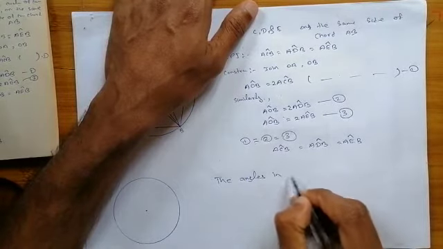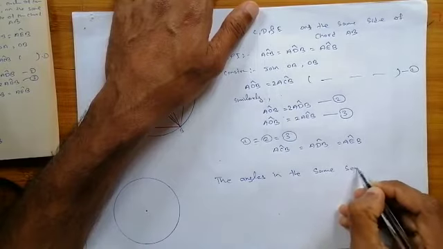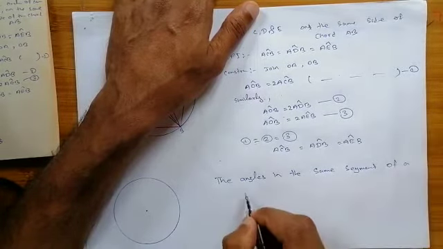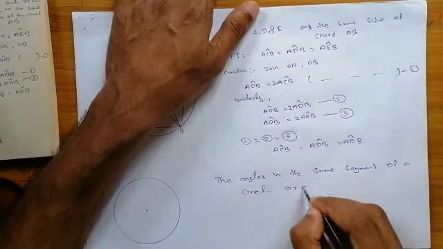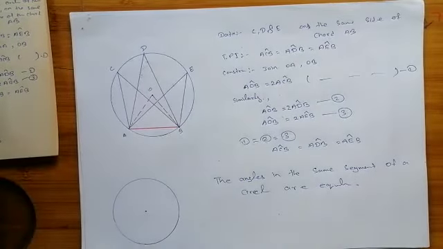Angles in the same segment of a circle are equal. So that's our second theorem. We'll discuss some examples and you can do the exercise.